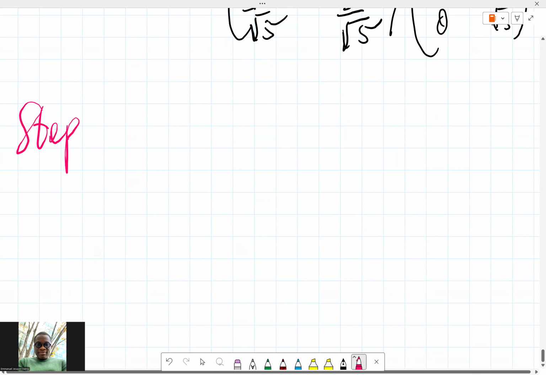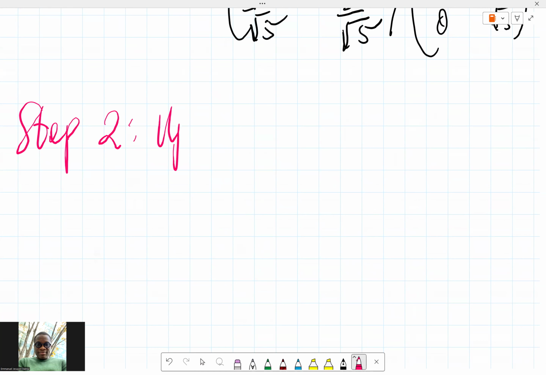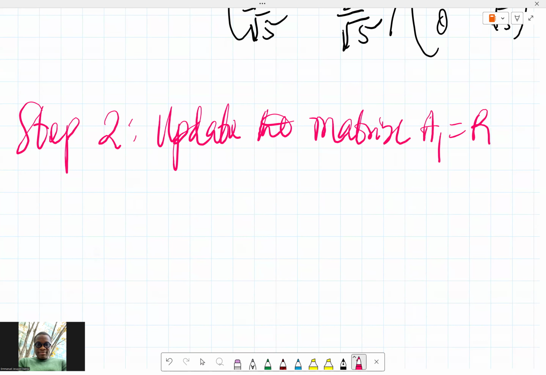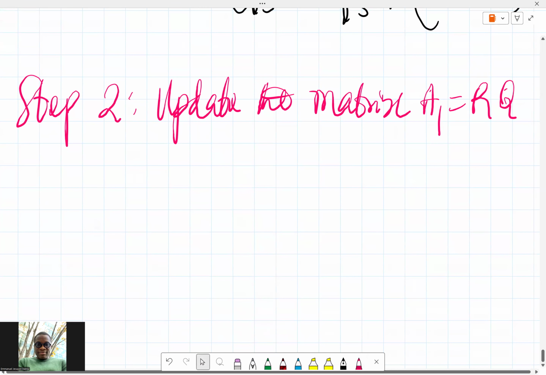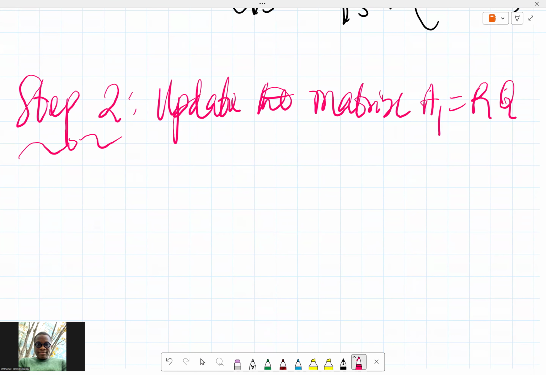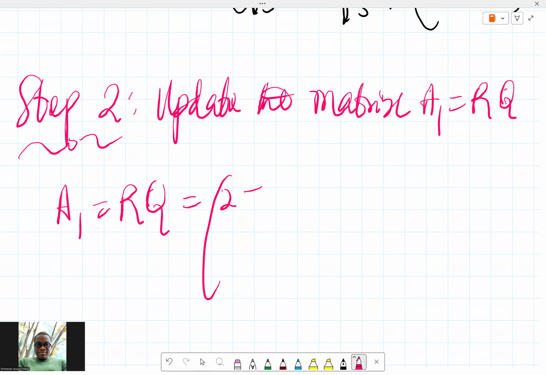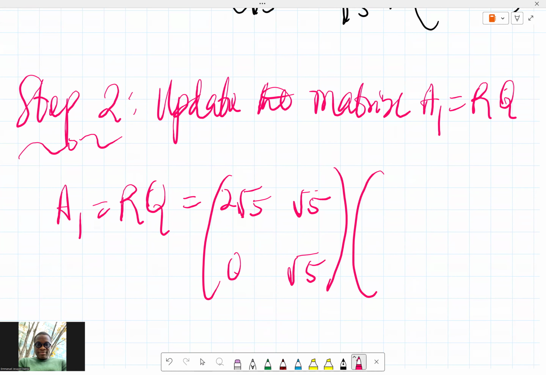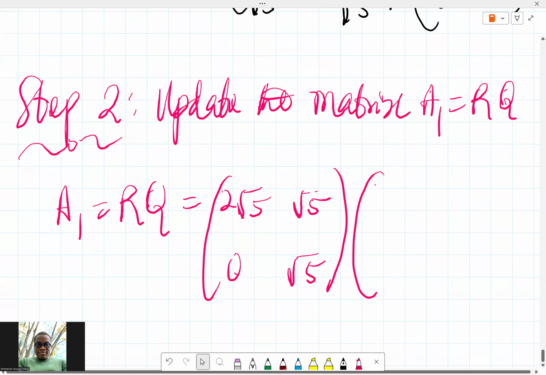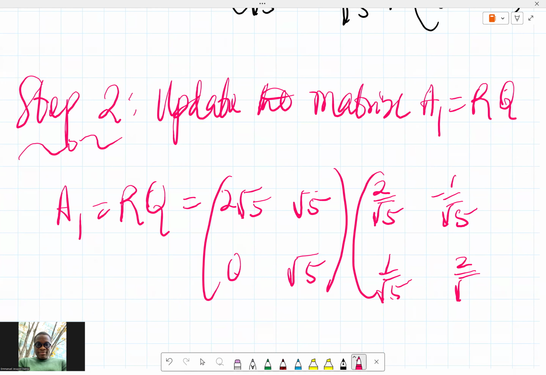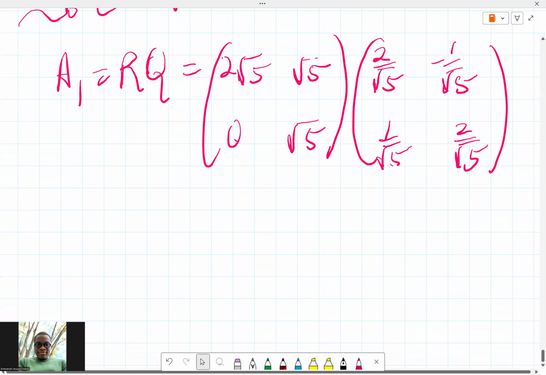Everything we've done so far is just step 1. Step 2, now we update the matrix. A1 equals RQ. So we update A1 equals RQ. That means A1 equals RQ now, and that is equal to 2 root 5, root 5, 0, root 5. Then we have Q. Q is 2 over root 5, minus 1 over root 5. Then down here, 1 over root 5, then 2 over root 5. Okay, so we can get our A1.